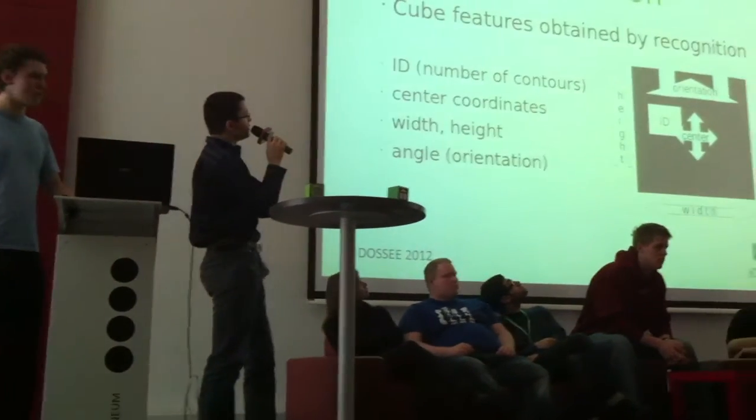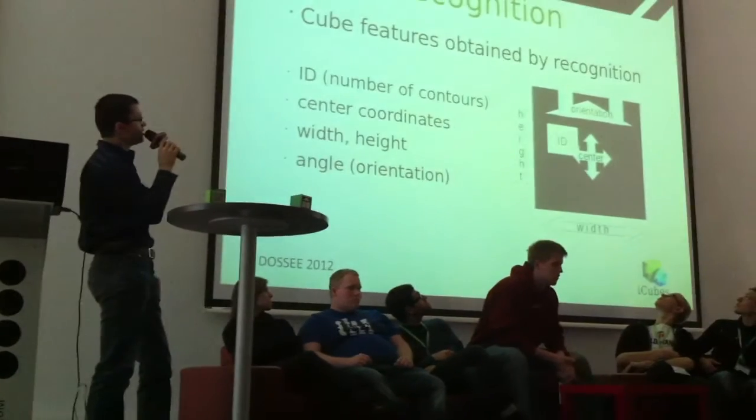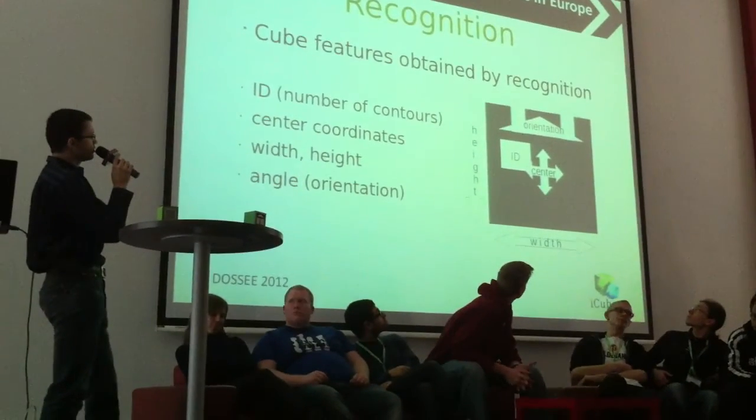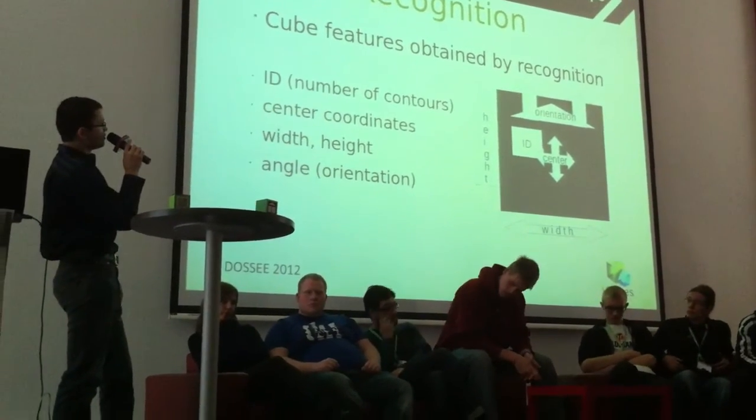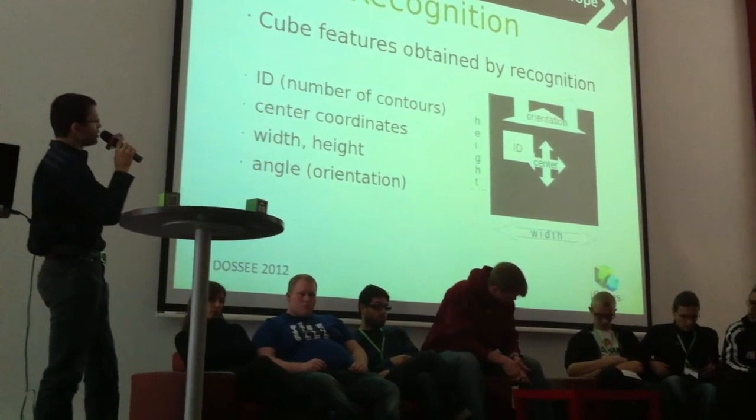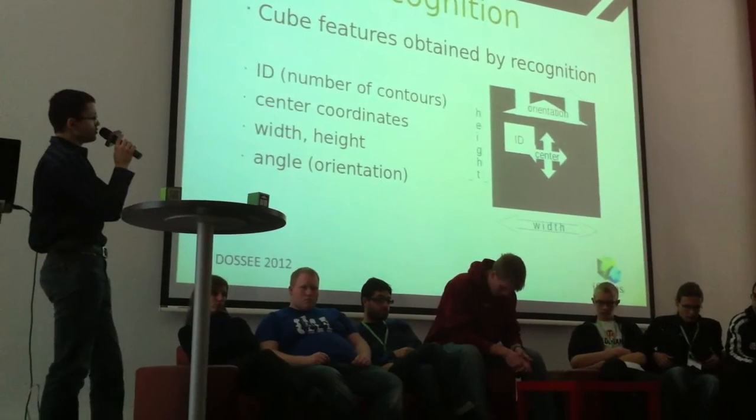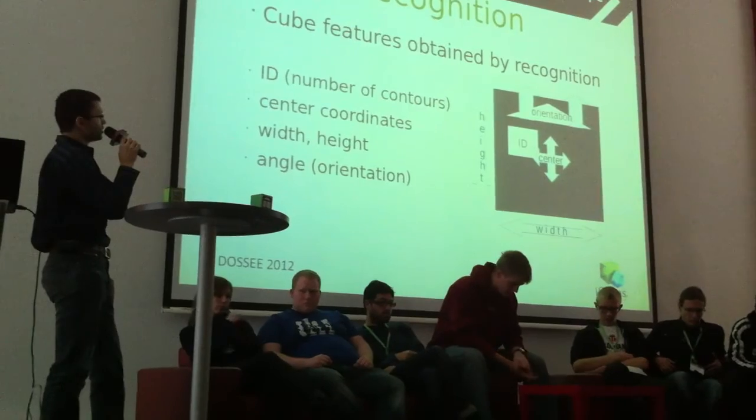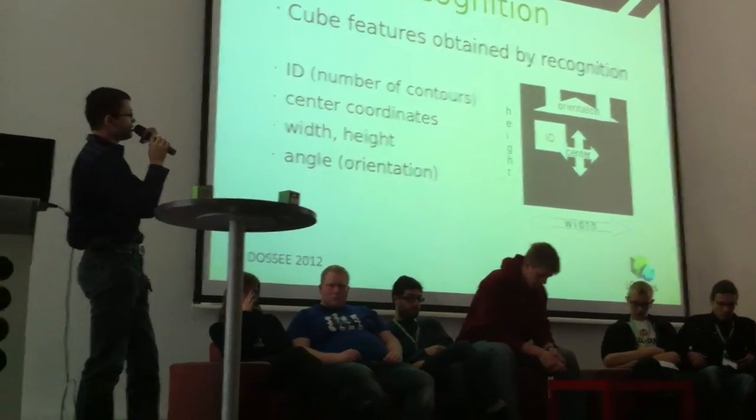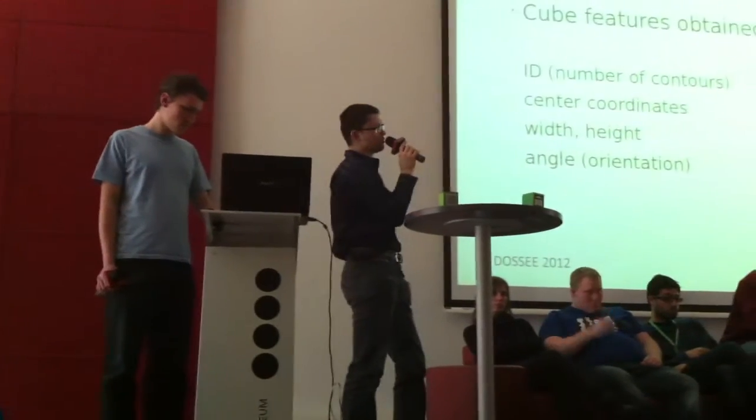Okay, so here we have an overview of what exactly is produced by this recognition. What are the properties or features of the cubes? We have the ID, or the number of contours, which is defining the cube. Then we have center coordinates, which is the location of the cube on the camera, its width and height, and orientation.